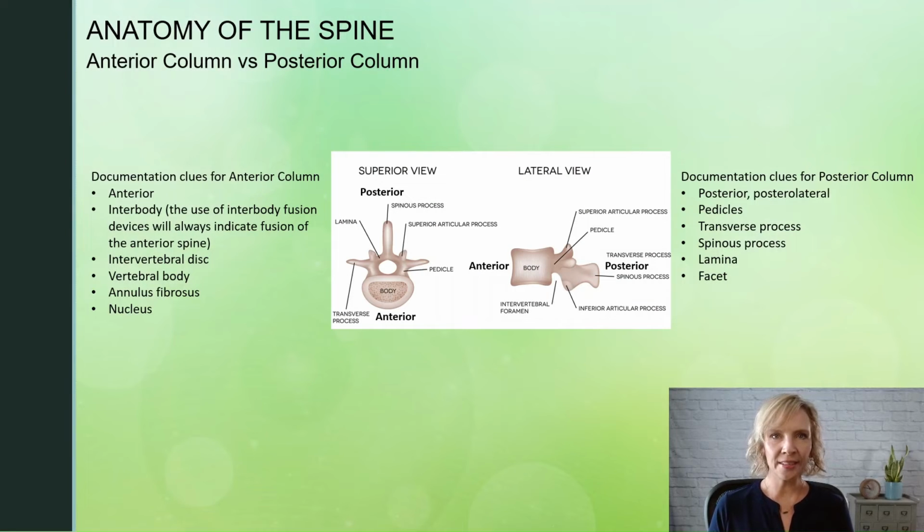The 360-degree spinal fusion is one of the most confusing procedures for a lot of coders, but once you understand the anatomy of the spine, determining which side was fused is much easier. The shape and structure of the vertebrae are very different in the anterior portion of the spine versus the posterior portion of the spine. The anterior portion of the vertebrae is round and smooth and is called the vertebral body.